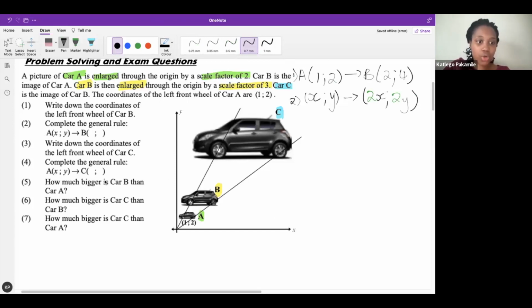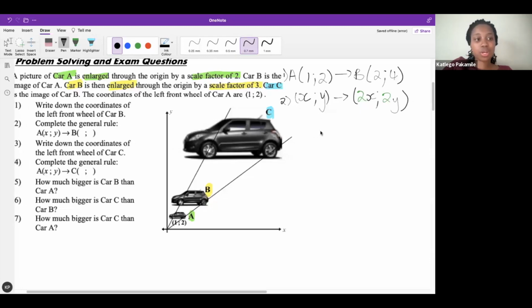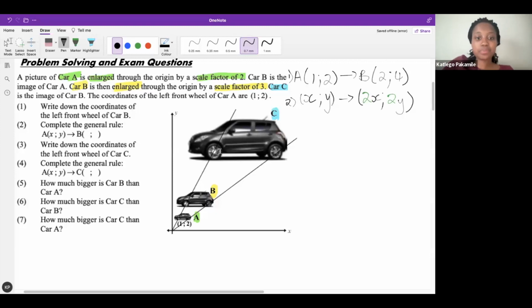On fire. Okay, so now we are going to move on to car C. Okay, we've gone from car A to B, and now we have to move to C. Now tell me, now which coordinates do we use? Which ones are our originals now? Is it car A or car B? Where do we start when we want to work out car C? Thank you. We start from car B.